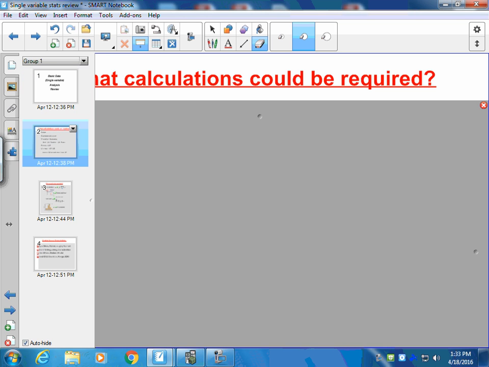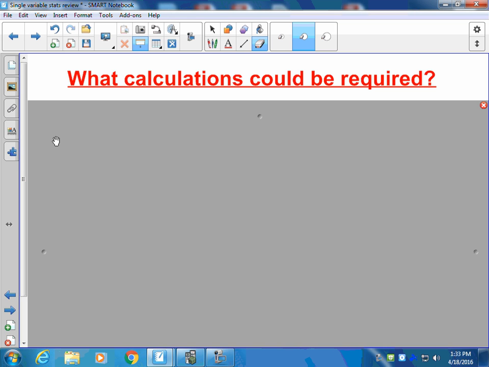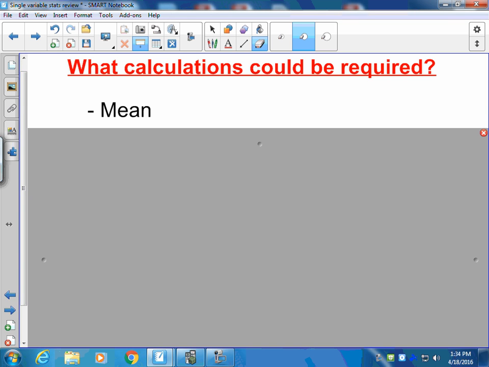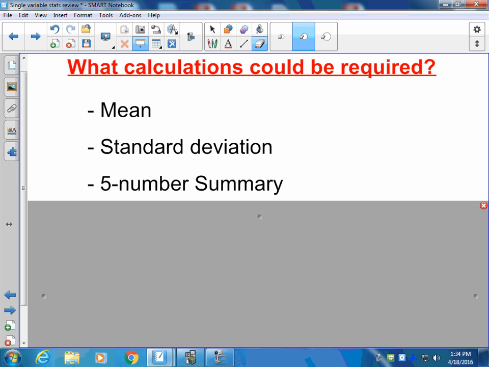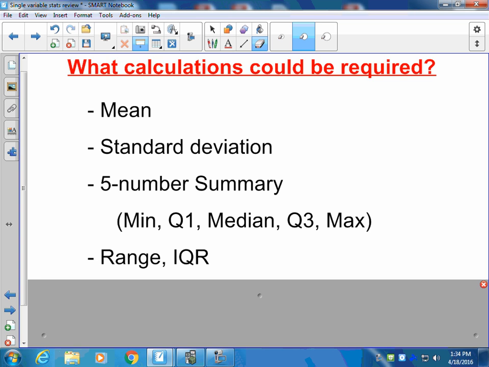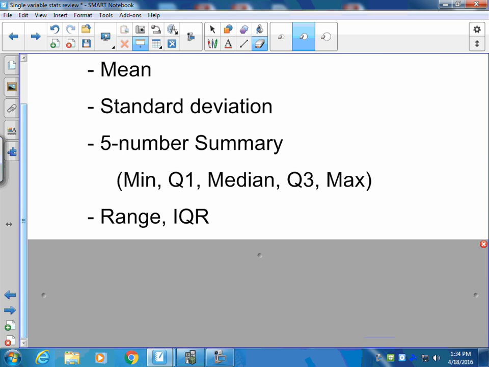Now, when we're looking at basic data situations or basic data problems, the first thing you want to think about is what calculations you could be required to make within an individual problem. You might have to calculate a mean value, standard deviation, or 5-number summary. The 5-number summary has the minimum, Q1, median, Q3, and your maximum value. Range, or IQR: range is the distance between max and min. Interquartile range is the distance between Q1 and Q3.